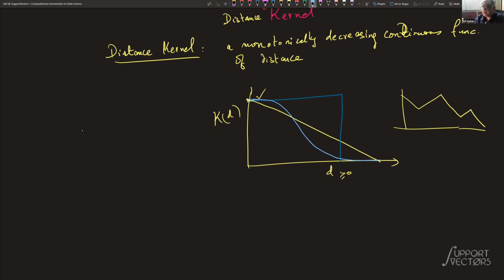So suppose I plot distance. You know that distance can only be positive, of course greater than or equal to 0. Now, for every value of distance, the kernel k(d) can only decrease. It cannot increase. So all of these are valid. What about this straight line? It is decreasing, so it is monotonically decreasing, and this is valid. But what is not valid is this one. Why is this not valid? Because it starts increasing, right?